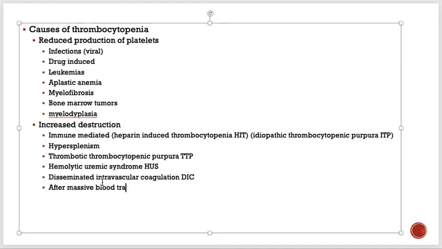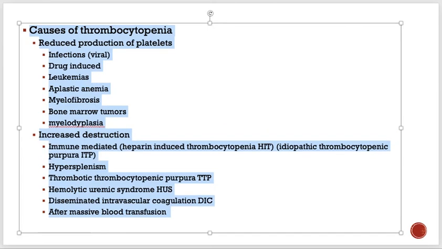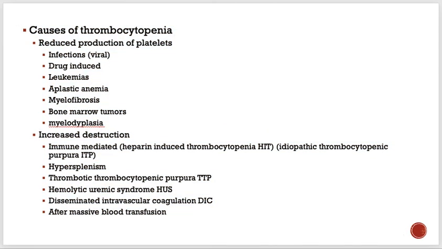So simply, whenever you get a blood report telling you that the person has thrombocytopenia, you can think about these conditions. These are all the conditions of thrombocytopenia, and of course it's a serious condition. So that's all about thrombocytopenia.